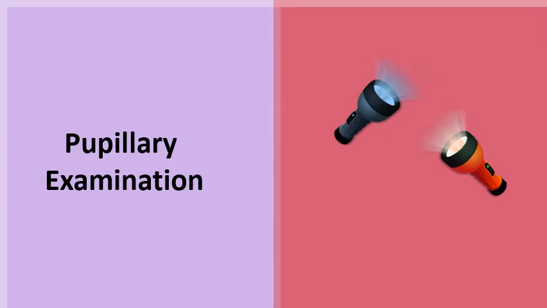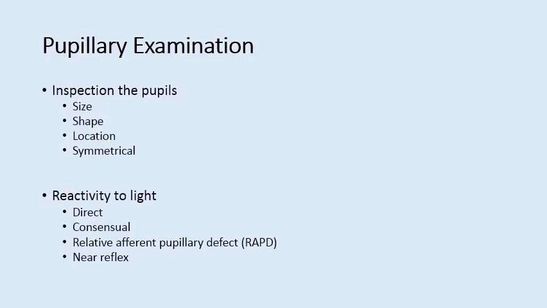Our first topic is pupillary examination. What you will need is rather simple. You will need two pen torches to perform pupillary examinations. There are two aspects in the pupillary examination. One is inspection, and one is checking the light reactivity.